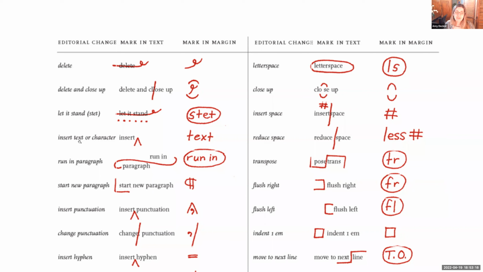Now, anytime you need to insert a character, you need to add a little upside down V, and then you usually put the letter or the element that needs to be there right above. And then you indicate what it is that you need there. Like maybe it's a period that was forgotten, or a comma, or a punctuation of some sort, or maybe it's a quotation mark. And then you put what it is.